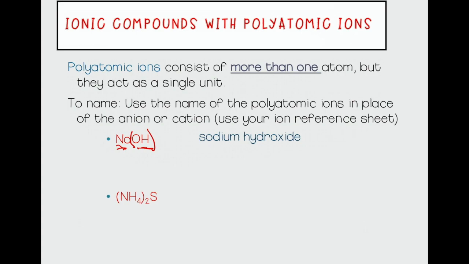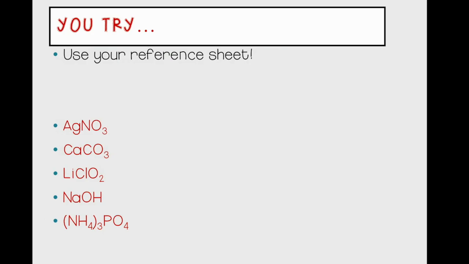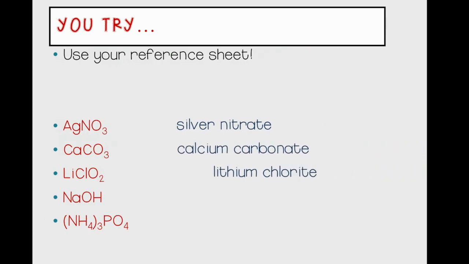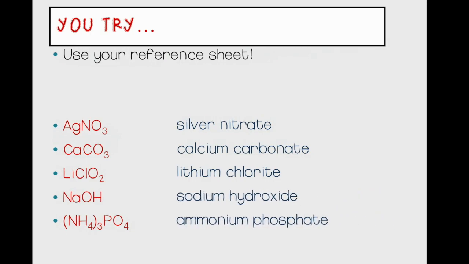Here we have ammonium in place of our cation. So we have ammonium sulfide. Okay, go ahead and pause the video here and give these a try. So the answers we should have gotten are silver nitrate, calcium carbonate, lithium chloride, sodium hydroxide, and ammonium phosphate.